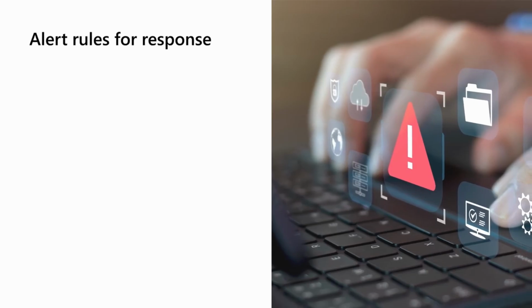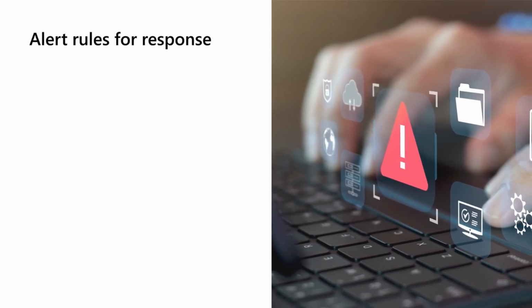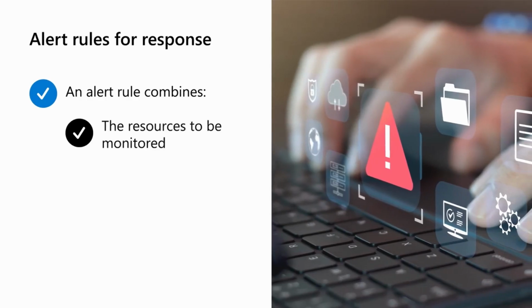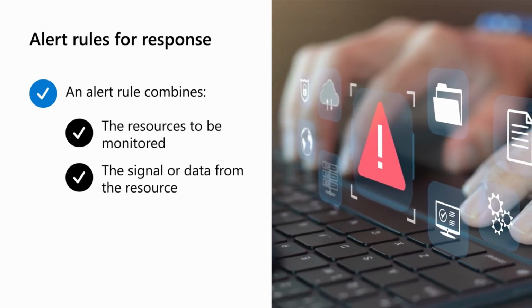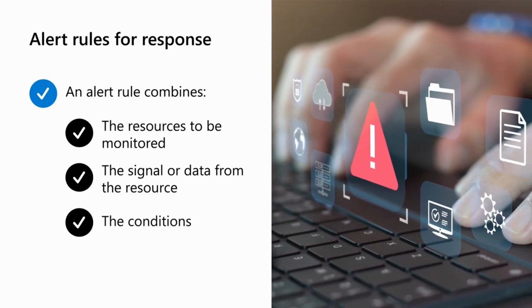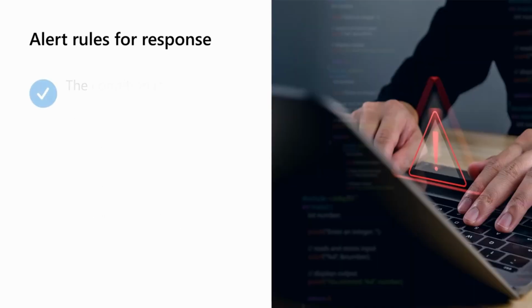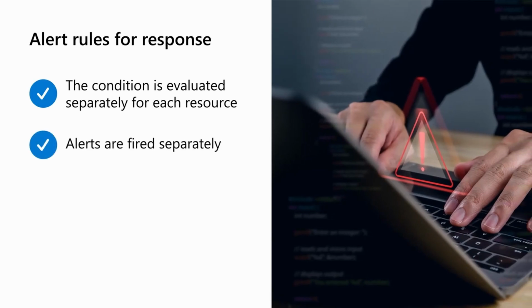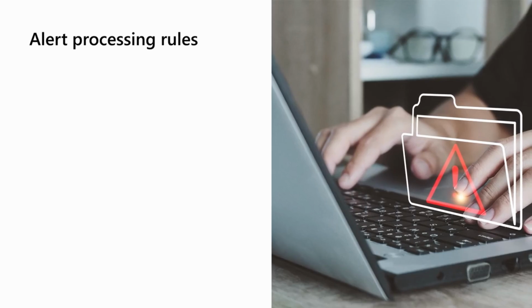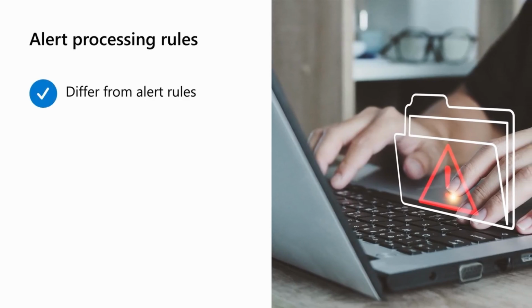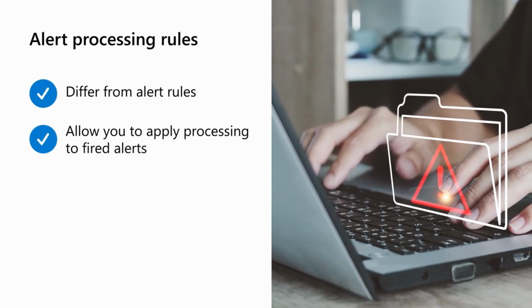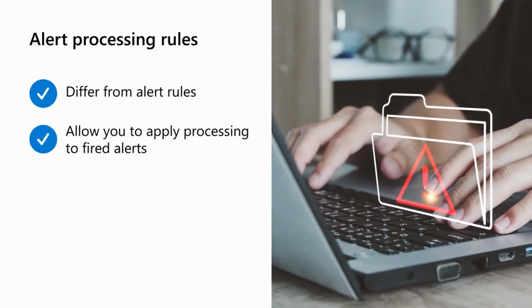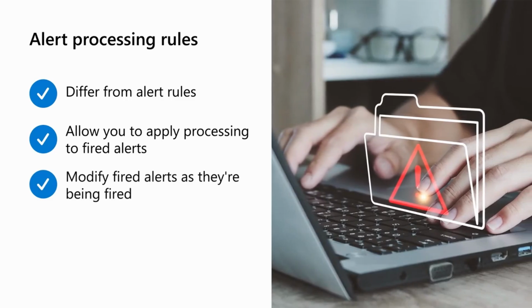Moving forward, you discovered how alert rules respond to critical situations. You learned that an alert rule combines the resources to be monitored, the signal or data from the resource, and the conditions. If you're monitoring more than one resource, the condition is evaluated separately for each resource, and alerts are fired separately. You also learned that alert processing rules, which differ from alert rules, allow you to apply processing to fired alerts. Alert rules generate new alerts, while alert processing rules modify fired alerts as they're fired.